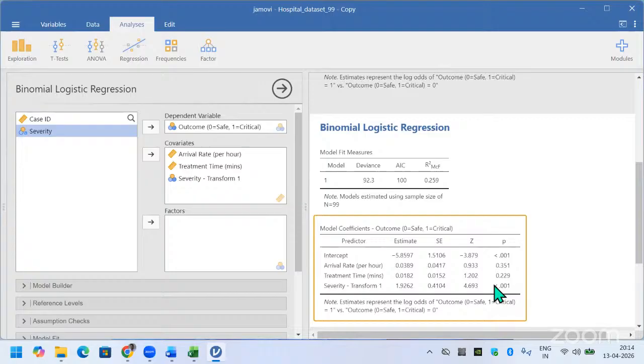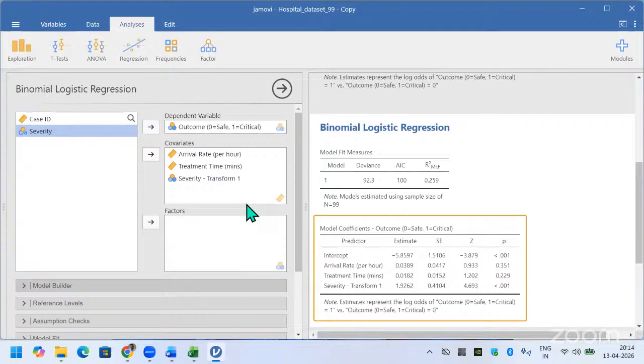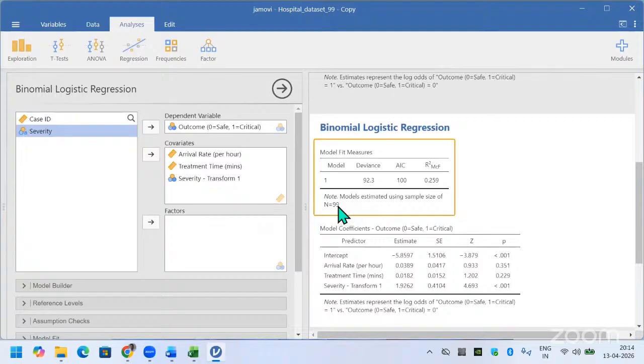Is that fine, guys? Or does anyone have any doubt? So this is the second example, and in this I used some kind of transformation, how a variable has been transformed or how a variable should be transformed. And I performed the same as usual logistic regression. And you can see that the model was estimated using a sample size of 99.